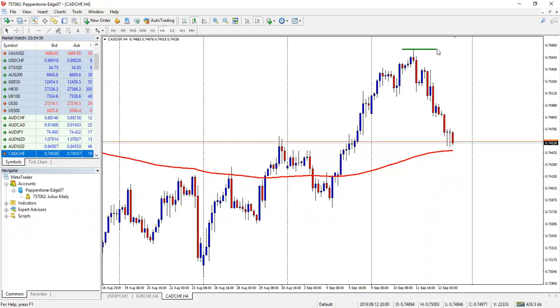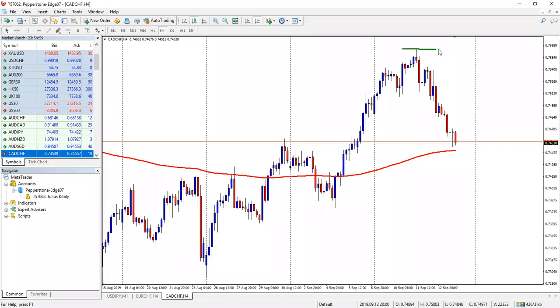You're not counting the levels. You're just using the chart patterns, because these chart patterns, guys, are the reversal chart patterns of the market. They show you the possibility that the market might change the previous direction, and that is very important. So head and shoulder is a bearish chart pattern.